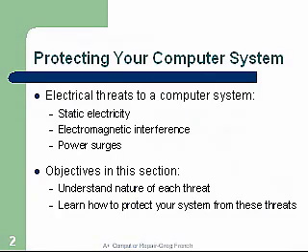Protecting your computer system. Electrical threats to a computer system. We've got several. Static electricity being probably the most dangerous. We also have electromagnetic interference, which could be from a motor or something that's causing some interference. Power surges, line surges from the power generating station, are a big problem. Objectives in this section: understand the nature of each of these threats and learn how to protect your system from these threats.